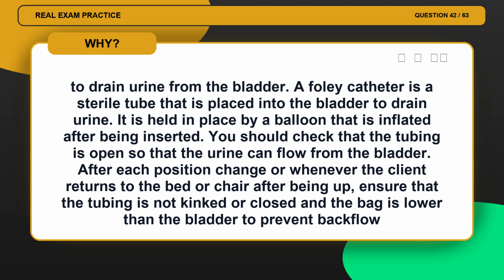You should check that the tubing is open so that the urine can flow from the bladder. After each position change or whenever the client returns to the bed or chair after being up, ensure that the tubing is not kinked or closed and the bag is lower than the bladder to prevent backflow.